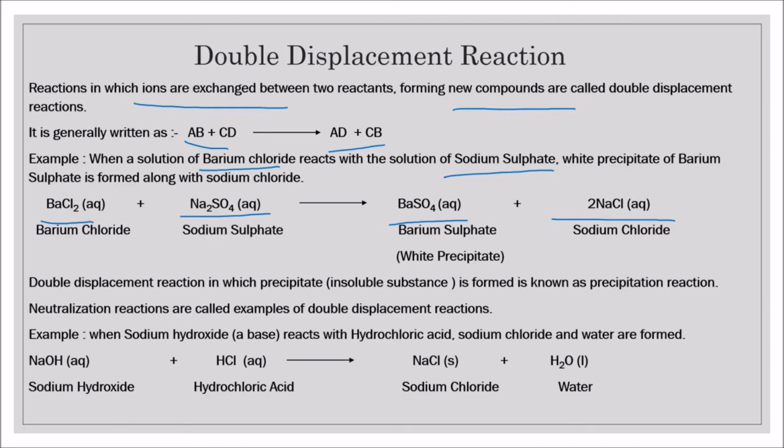So double displacement reactions in which a precipitate or an insoluble substance is formed are also known as precipitation reactions. Even neutralization reactions are examples of double displacement reaction. As you can see here, I've taken the example of a base and an acid. Base is sodium hydroxide and acid is hydrochloric acid. And the products formed are sodium chloride, that is salt, and water. Here also ions are exchanged between reactants. This is a neutralization reaction as well as a double displacement reaction.